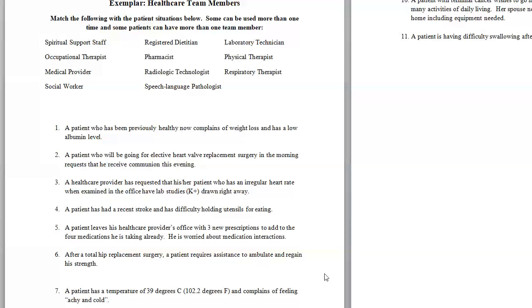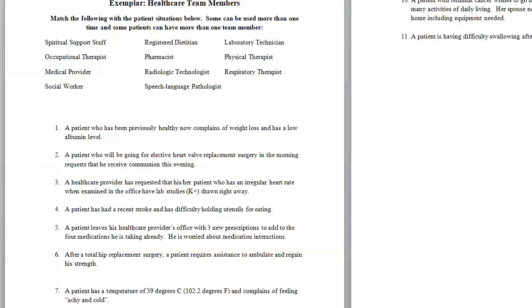Very good. Number 6, after a total hip replacement surgery, a patient requires assistance to ambulate and regain his strength. Who might that be? You're absolutely right. It is a physical therapist. Very good. A patient has a temperature of 39 degrees, which is Celsius, which is really 102.2 degrees Fahrenheit, and complains of feeling achy and cold. Who would that be? Think about it. They would probably call their doctor. Okay, the medical provider. Very good.